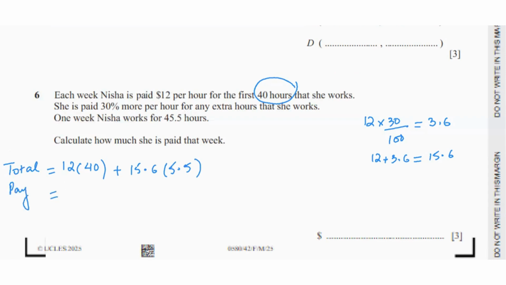So we do 12 times 40, which is 480, plus then we do 15.6 times 5.5, which is 85.8. Add the two, and she gets $565.8. That's how much she earns.